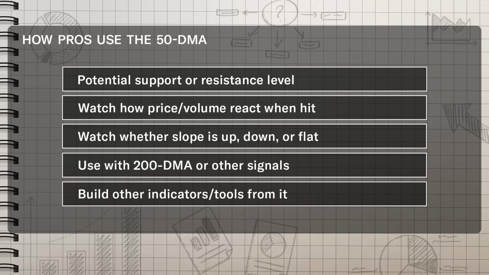Next, they use it with other signals, especially the 200-day or other moving average timeframes. You might have heard of the golden cross or the death cross. That's when the 50-day crosses above or below the 200.